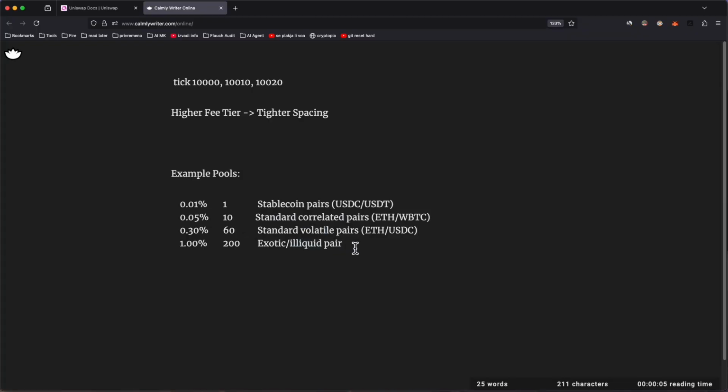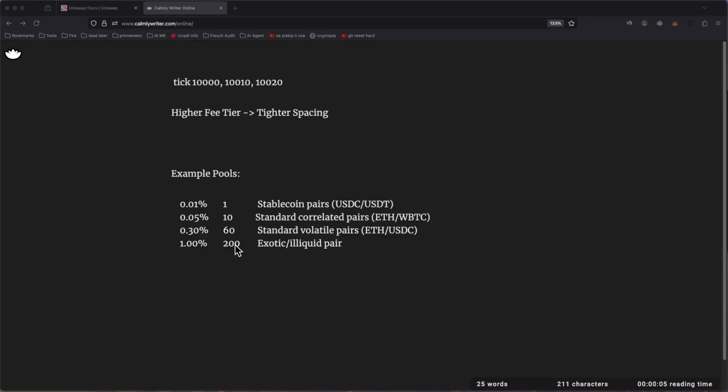And then we have the illiquid pairs. I think these are called long-tail assets, where you have a higher fee, like 1%, and very large tick spacings. Why? Because they're very volatile and often illiquid. You don't have much liquidity in these pairs, and price can make massive jumps, so we need the highest possible fee to compensate LPs. There is a high risk of impermanent loss and low trading volume. And this is the solution, a tick spacing of 200.